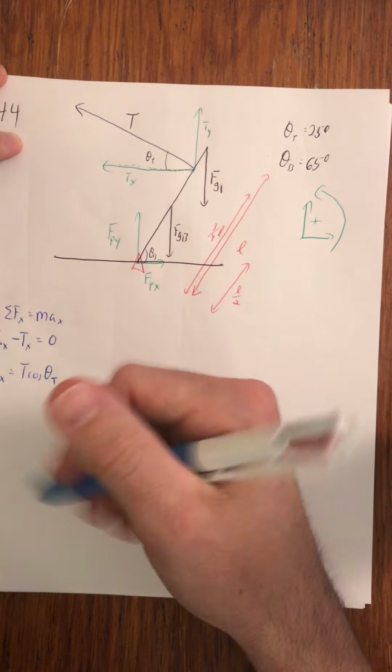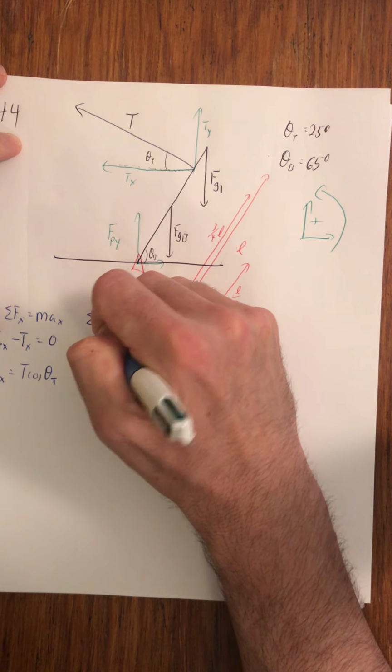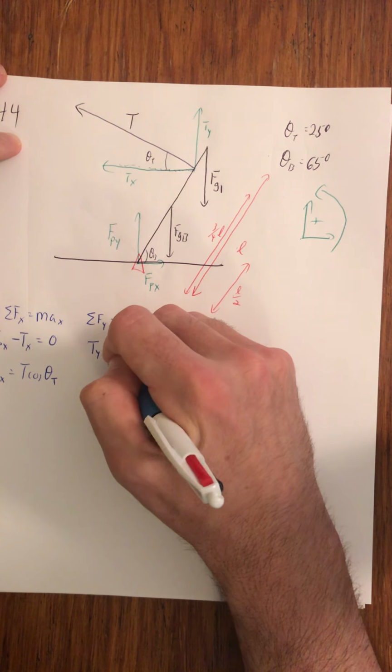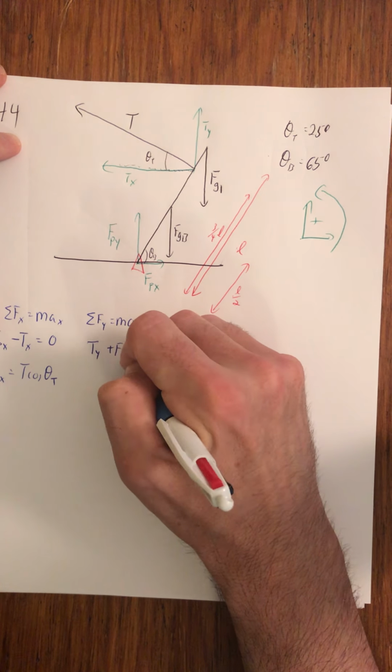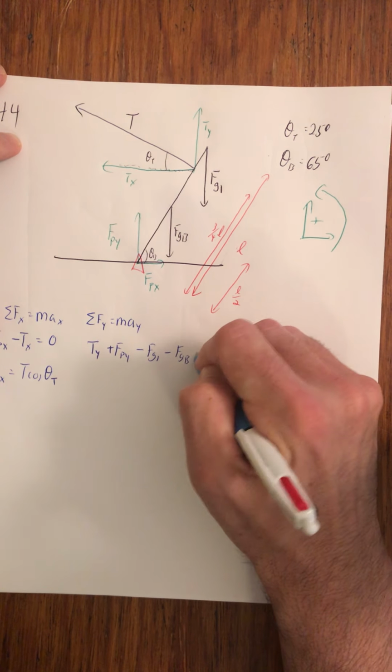Which I already know is 25. Good, so once I know T, that's just child's play. Sum of forces in the y is equal to may. So this is going to be Ty plus Fpy minus Fg1 minus Fgb is equal to 0.